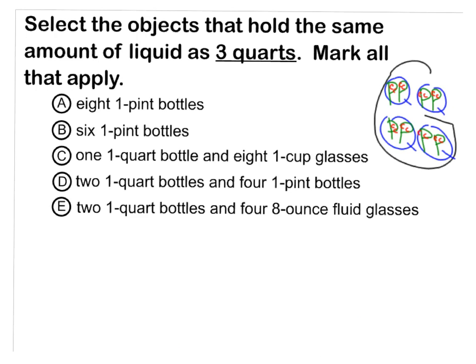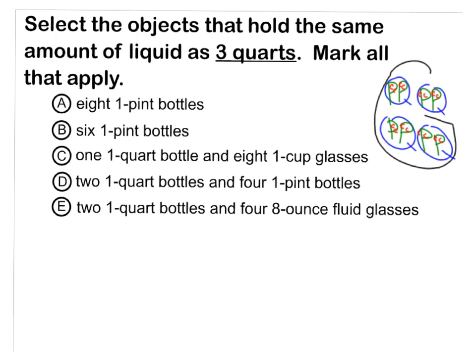So for our next question, it says, select the object that holds the same amount of liquid as 3 quarts. Mark all that apply. So you're going to look at all these choices and see which ones have the same equivalence of 3 quarts. Go ahead and press pause and then check your answer along with me.